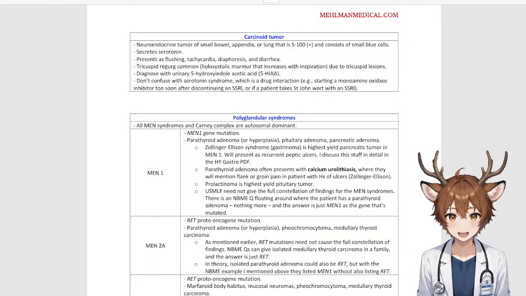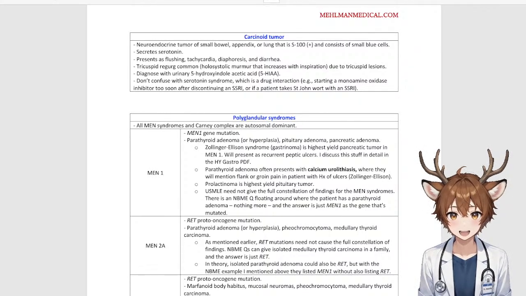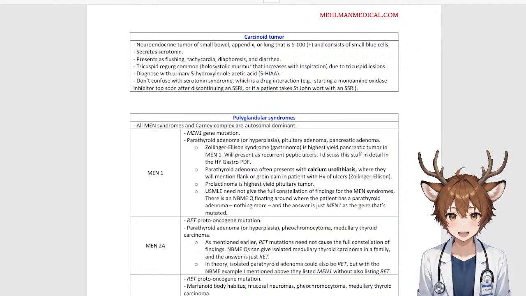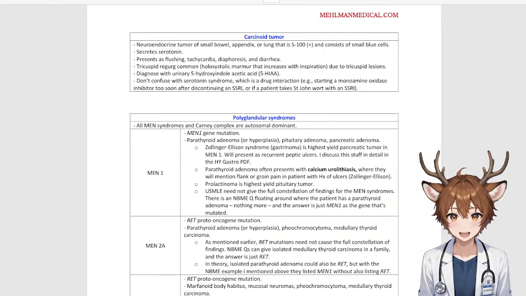What about a carcinoid tumor? Carcinoid tumor, a neuroendocrine tumor of the small bowel, appendix, or lung that is S100 positive and consistent with small blue cells, secretes serotonin. Presents with flushing, tachycardia, diaphoresis, and diarrhea. Tricuspid regurgitation is common, a holosystolic murmur that increases with inspiration due to the tricuspid lesions. Diagnosed with urinary 5-hydroxyindoleacetic acid, 5-HIAA. Don't confuse with serotonin syndrome, which is a drug interaction, that is to say, starting a monoamine oxidase inhibitor too soon after discontinuing an SSRI, or if a patient takes St. John's wort with an SSRI.